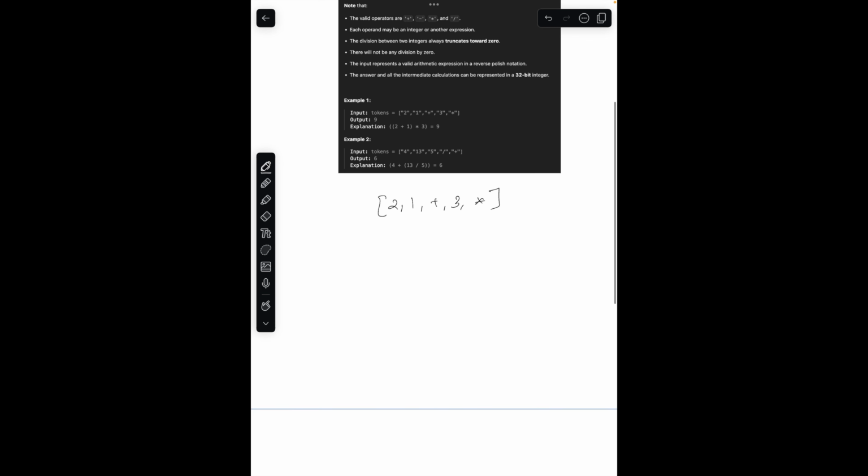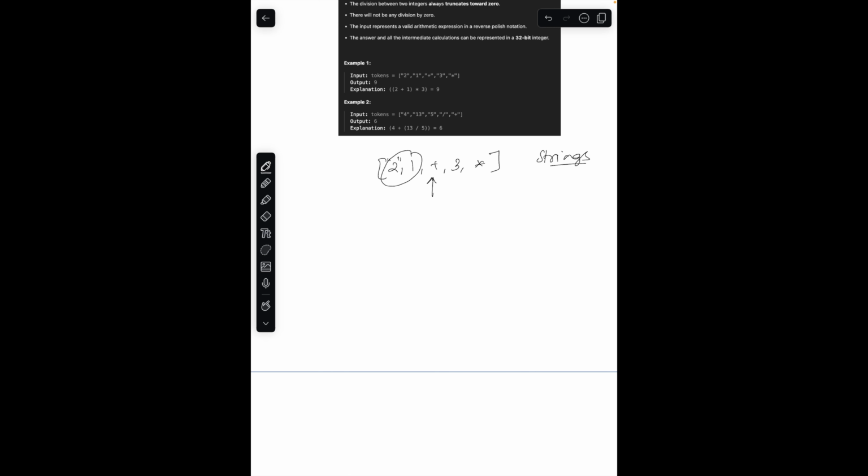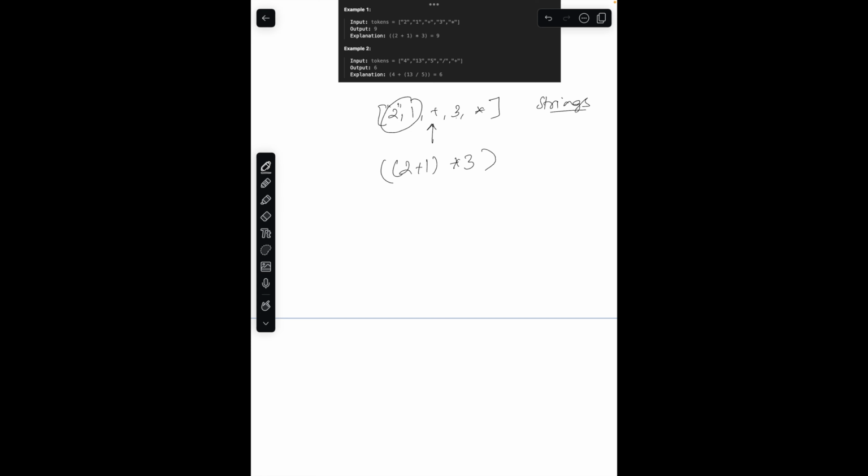So what we have to do, these are all strings. What we have to do is every time an operator comes, we have to do that operation on the last two elements. So here we have to do 2 plus 1, and then we have multiplication with 3.